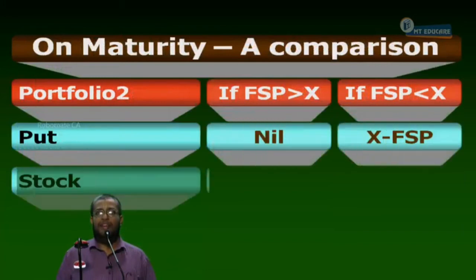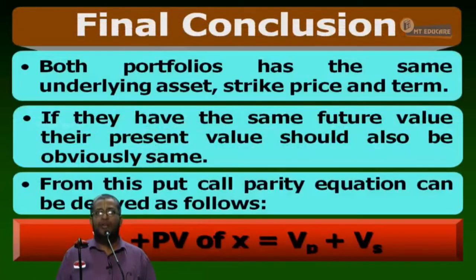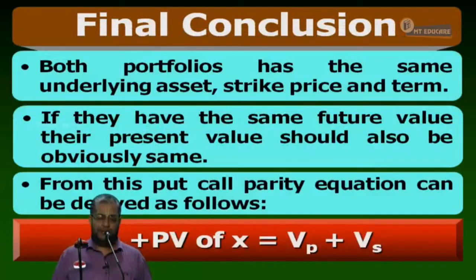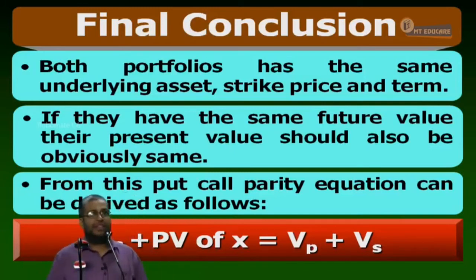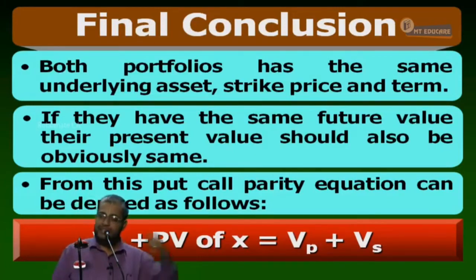Right below that, the equation, copy this. Write down VC plus PV of X. The equation is VC plus PV of X is equal to VP plus VS. Can I proceed? Now, VC, put a down mark and write. What is VC? Value of call today.